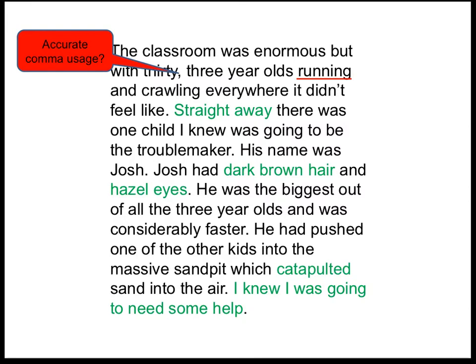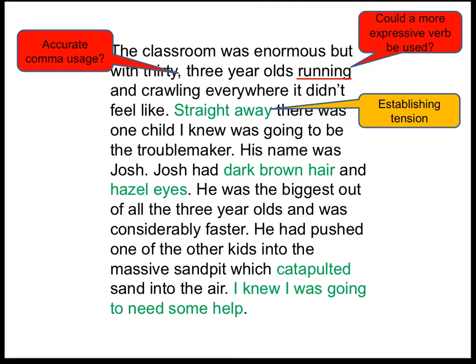So you've got here, the classroom was enormous, but with 30 3-year-olds, you don't need to have a comma in the middle of 30 and 3. So that's inaccurate. The candidate describes the 3-year-olds as running. What you just need to think about is, could you use more expressive verbs to allow you again to access the higher bands? Remember that one of the things that you're looking at for content and organisation is the use of effective verbs. The phrase straight away sits quite nicely here at the beginning of this sentence because it begins to establish the tension.